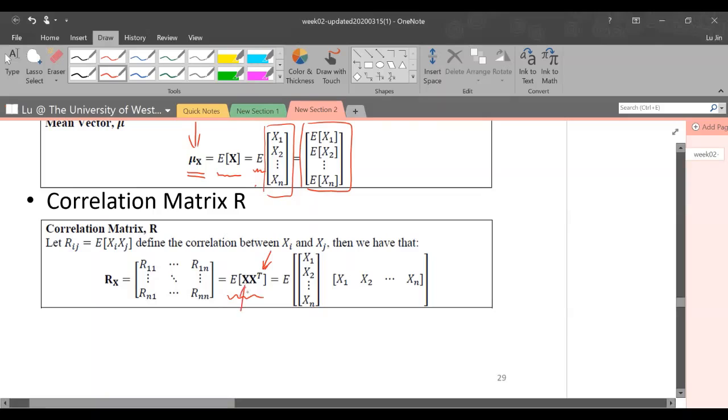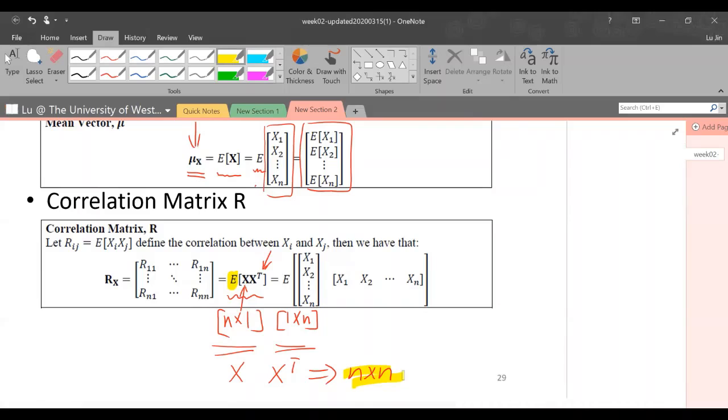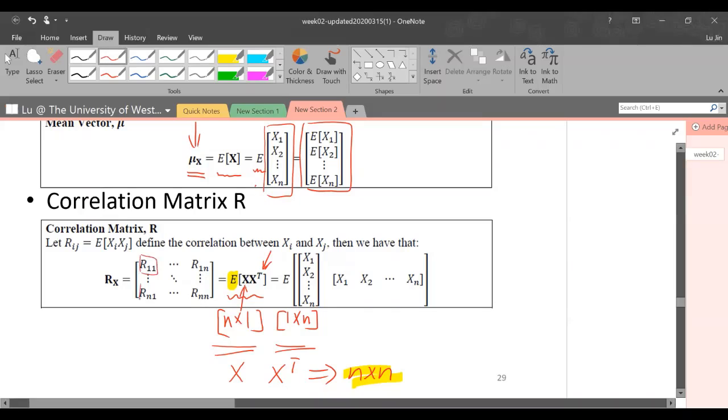Okay, X is an n-row, one-column vector, and after transposing, X transpose will have one row and n columns. So using X times X transpose, the result will be an n by n matrix. Then you carry out the expectation operation on each element within this square n by n matrix. The result gives us the n by n correlation matrix. Each single element within this matrix is R11 or R12 or R_ij. For example, we say this is R_ij.